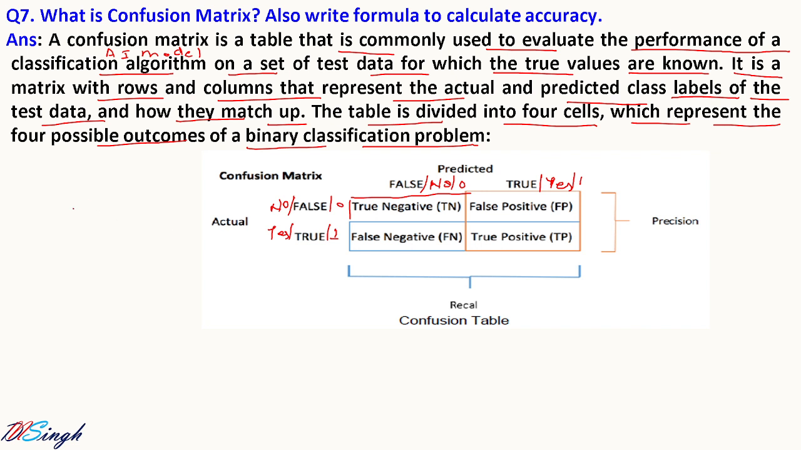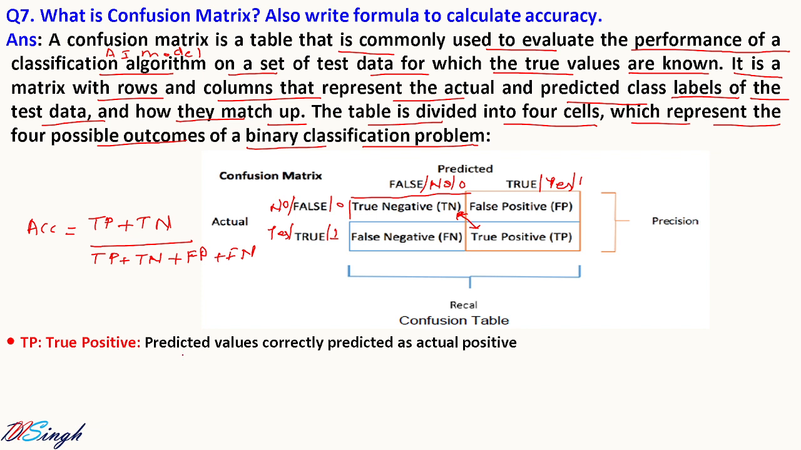The formula of accuracy is what? Accuracy is equal to, you need to take this principal diagonal, TP plus TN, in the numerator, and in the denominator you will have all the cases. So TP plus TN plus FP plus FN. So this is the formula for your accuracy. Okay. Correctly identified cases out of all cases. This is the definition of your accuracy.